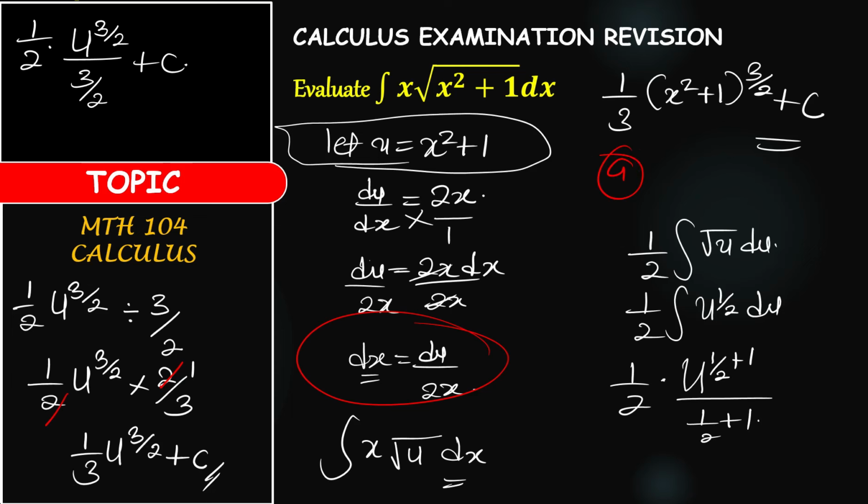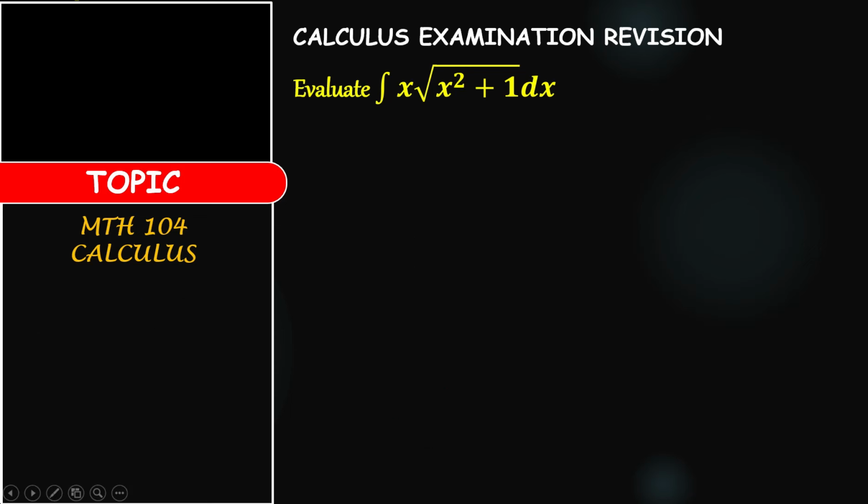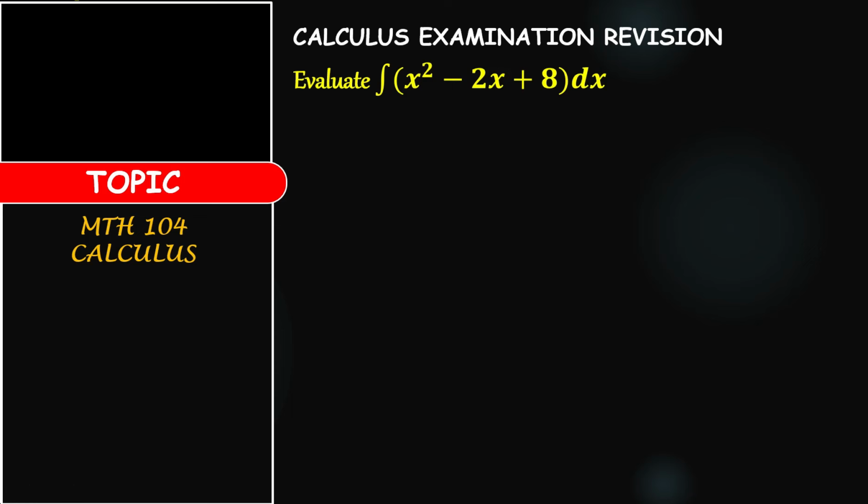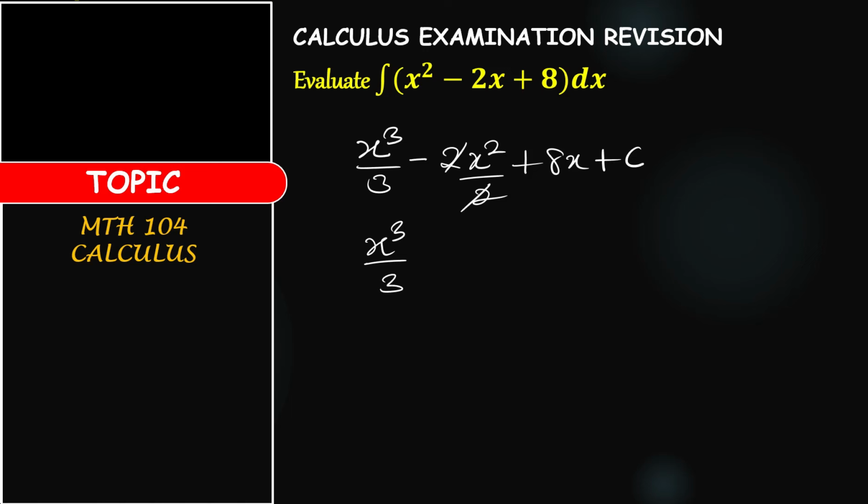Alright? Option A. Now, the next one says evaluate this. This one is kind of very easy, right? When you integrate something like this, it gives us s raised to the power of 3 divided by 3 minus 2. Then integrate this, it gives us s squared divided by 2 plus 8s plus c. These two cancel these two. You have s raised to the power of 3 divided by 3 minus s squared plus 8s plus c. Alright? And that is the correct answer to that question.